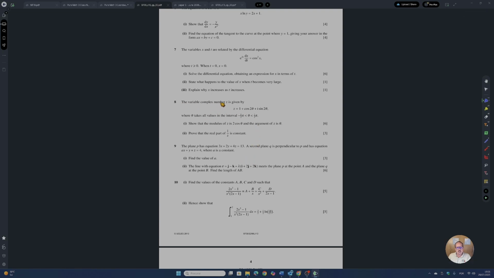The variable complex number z is given by z equals 1 plus cosine of 2 theta plus i sine of 2 theta, where theta takes all values in the interval minus pi over 2 and pi over 2. First, show that the modulus of z is 2 cosine of theta and the argument of z is theta.